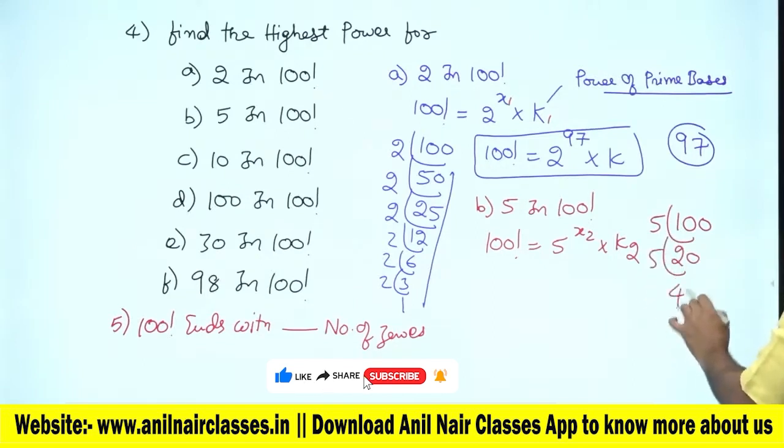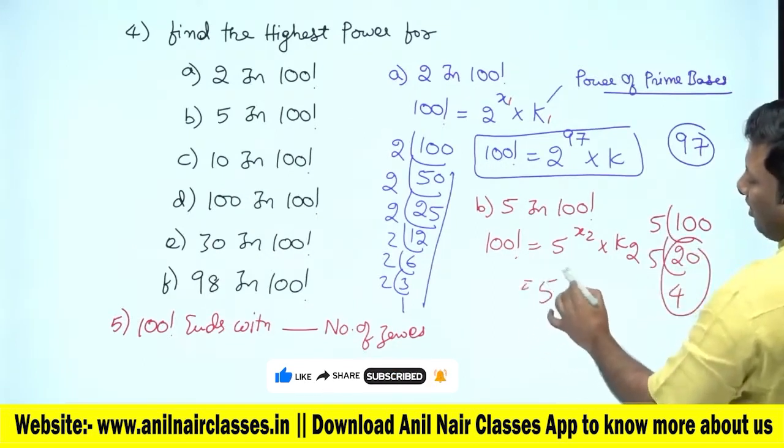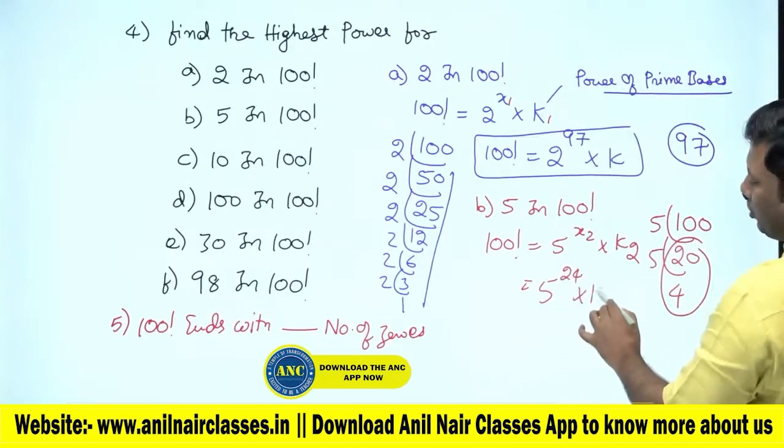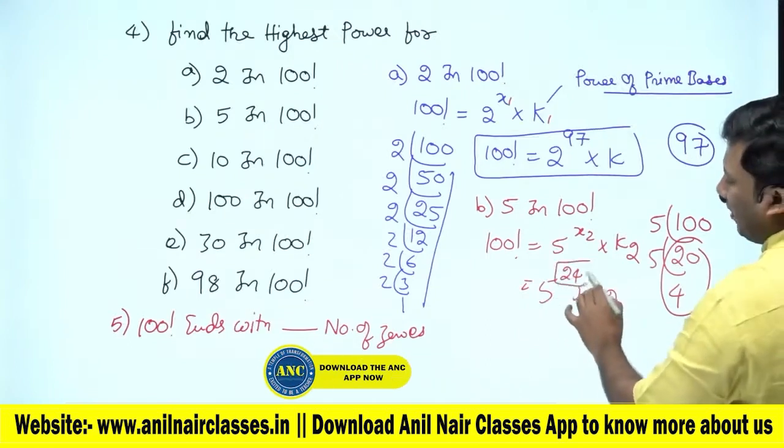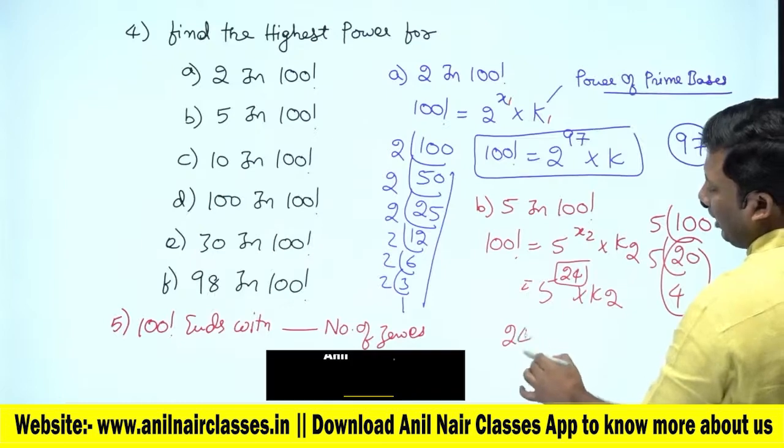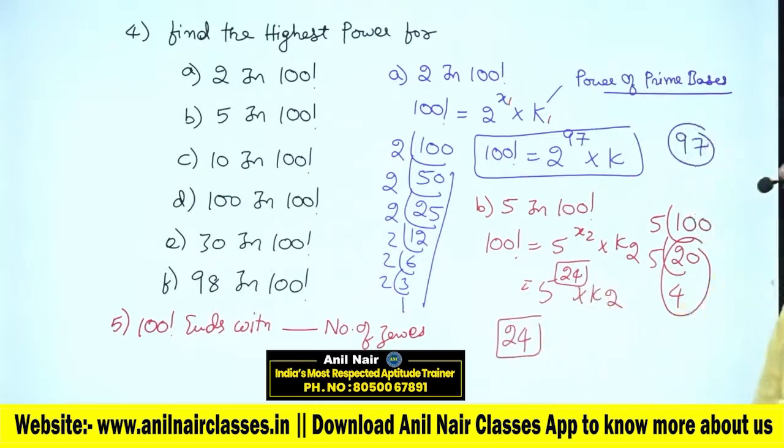20. 5 fours are 20. 20 plus 4 is 24. So it is 5 power 24 into k. What is the highest power of 5 in 100 factorial? The answer for this question is 24.